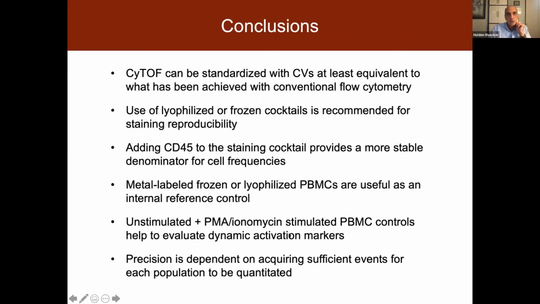And we will make those with a mixture of unstimulated and PMA/ionomycin stimulated cells so that we have the ability to evaluate some of these activation markers that would otherwise be hard to see on resting cells. So those are all important lessons coming out of this work. And the final one, which is kind of obvious, is that the precision is really dependent on acquiring sufficient events. We learned that with the first round of this study.